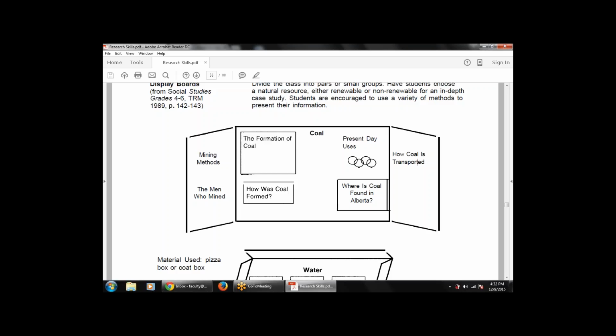But every piece of information is available over here. That is the mining method, the man who mined, the formation of the coal, coal's present day uses, where the coal is found in Alberta, and how the coal will be transported. The next is the material used.